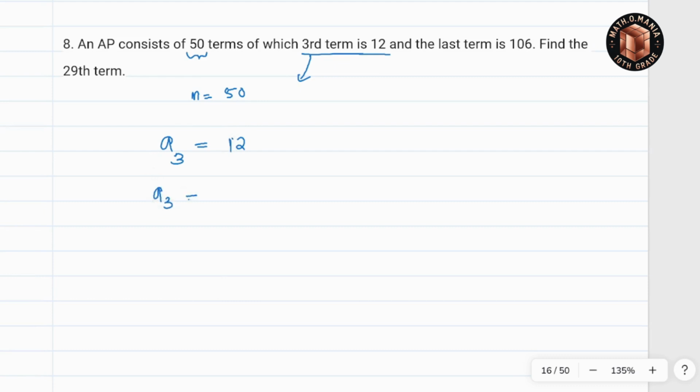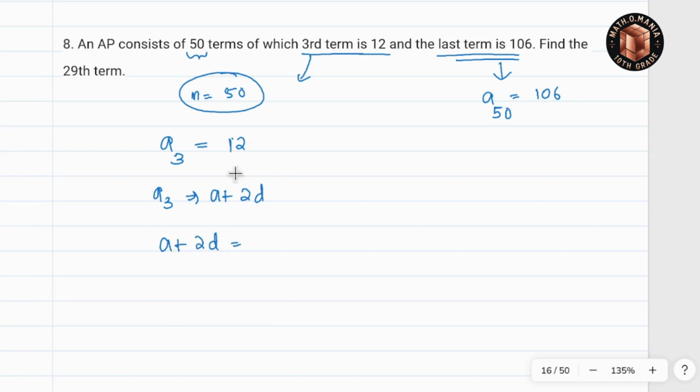A3 can be written as A plus 2D, right? And the last term is given as 106. Last term means the value which is AN, that is AN equals 106. Here n equals 50. That means A50 equals 106. Therefore, A3 equals A plus 2D, which equals 12. For this, I will give equation number 1.